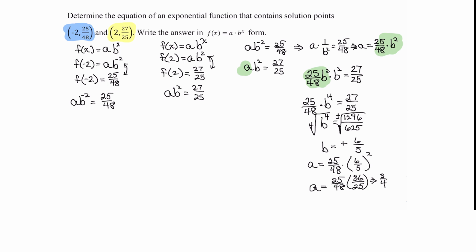So now we have our a and we have our b. Our function f of x is equal to a, which is the 3/4, times b, which is equal to the 6/5 to the x power. And that's how you write the equation of the exponential function when you're given 2 points that it contains.